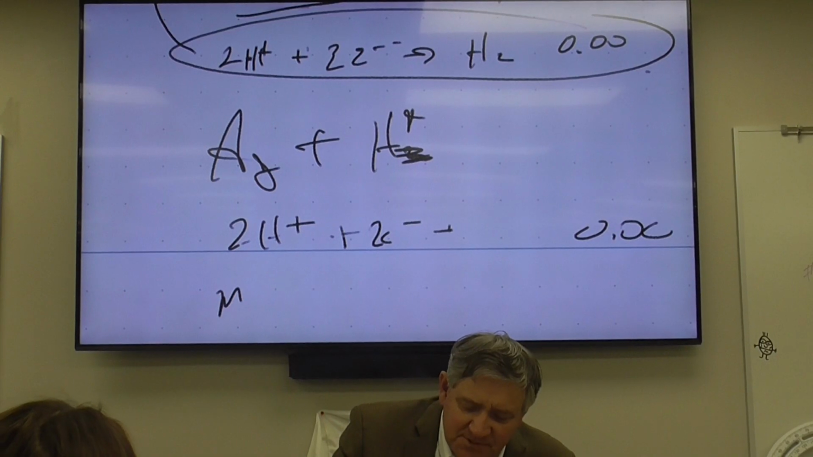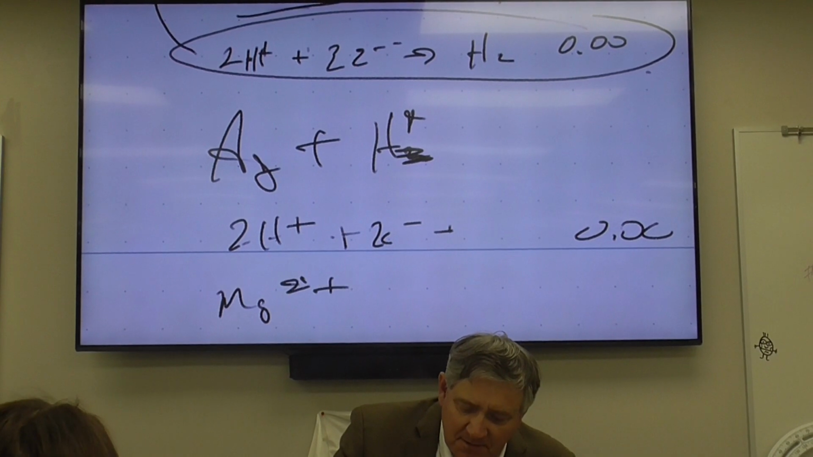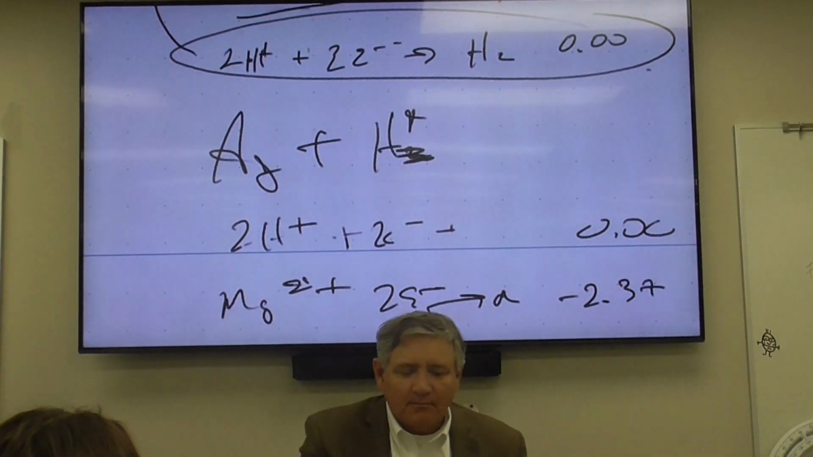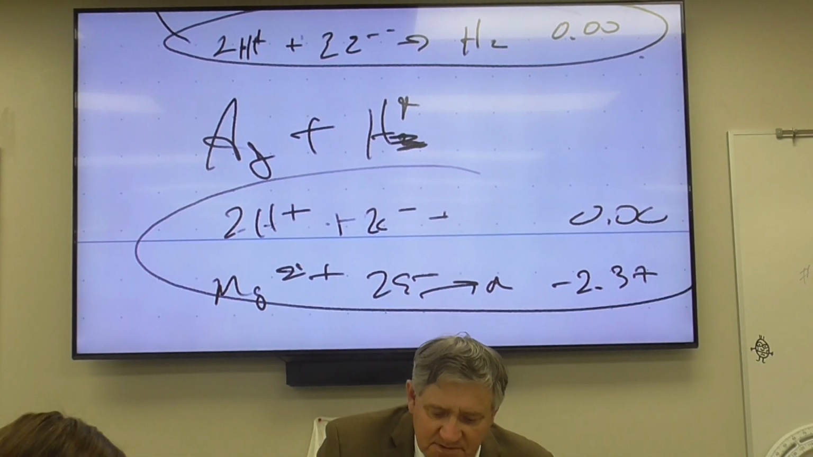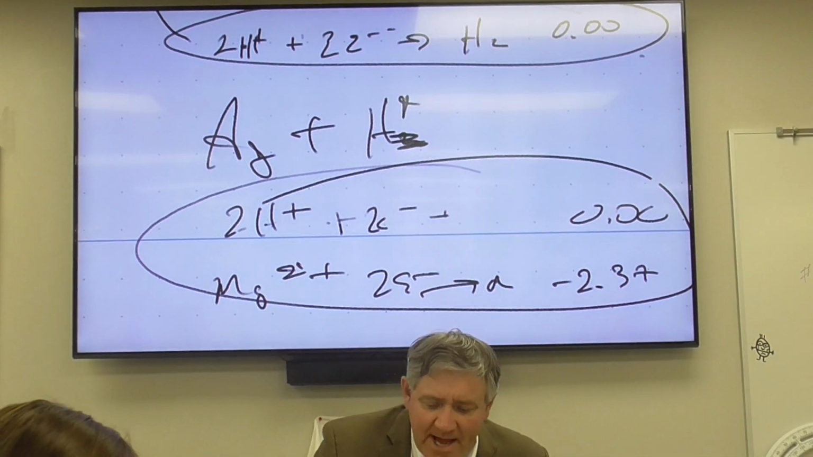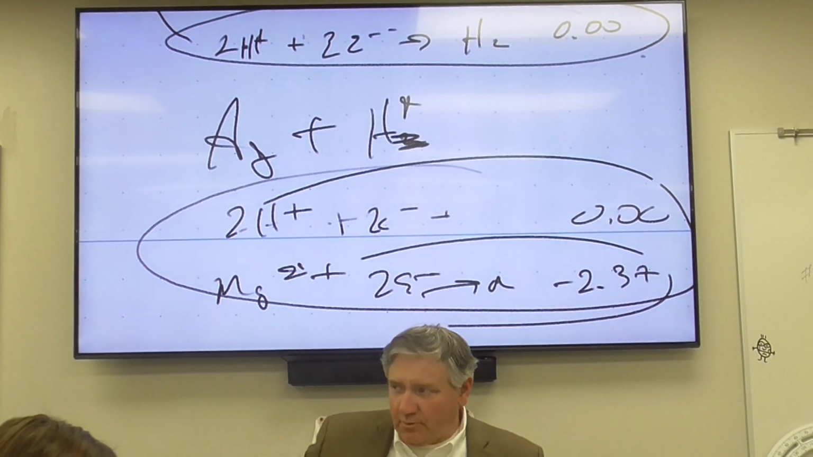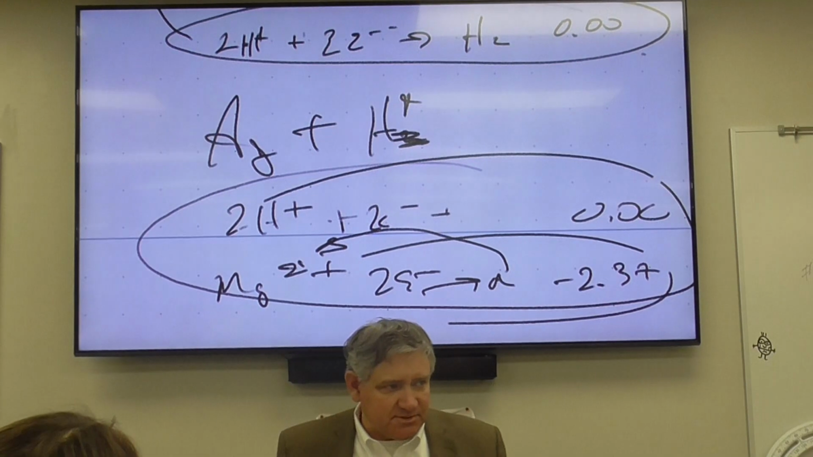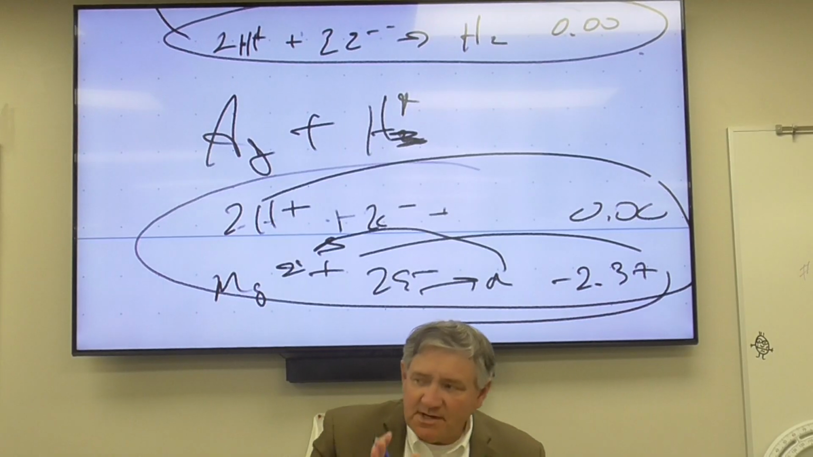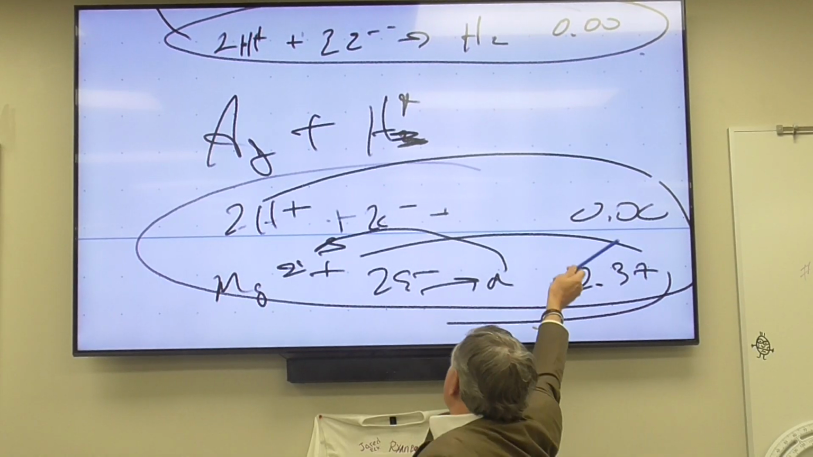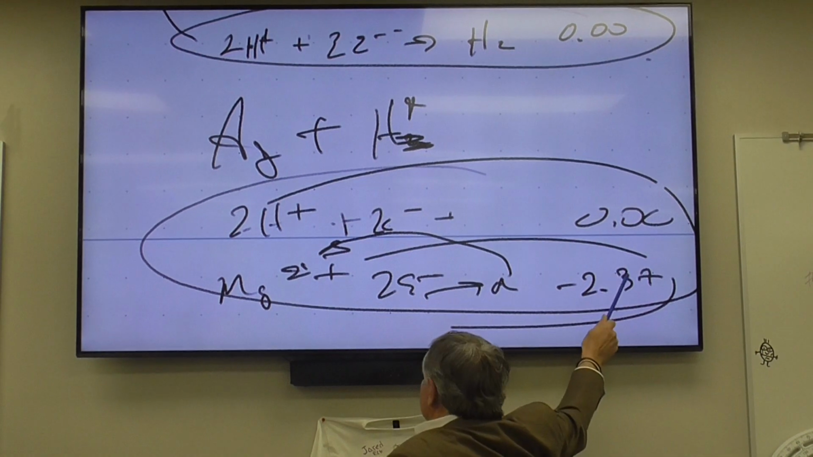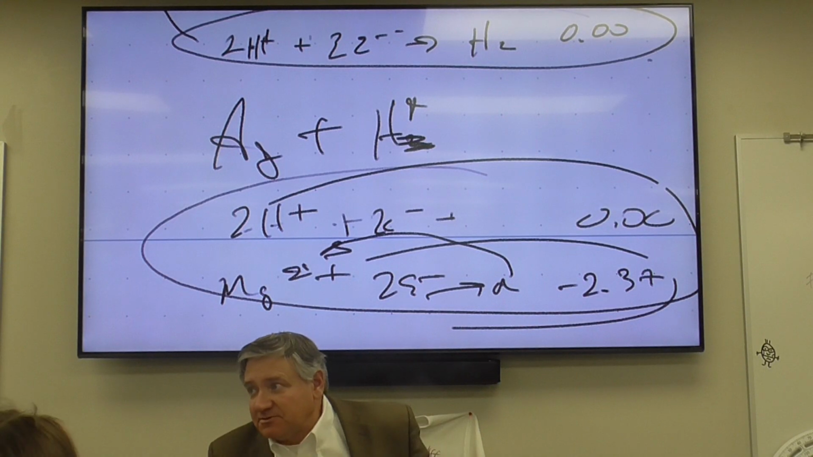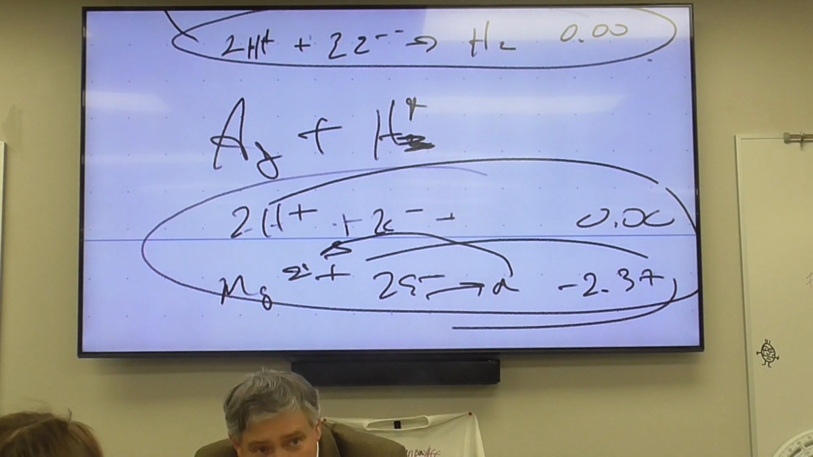Then you have Mg2+ plus 2 electrons ending in magnesium, and that's negative 2.37. So, here's the story. This reaction gets reversed. When this reaction takes place, magnesium turns into Mg2+. So if you have a negative standard reduction potential going in this direction, if you reverse it, what do you think happens to the sign of that reduction potential? Positive. It goes positive.